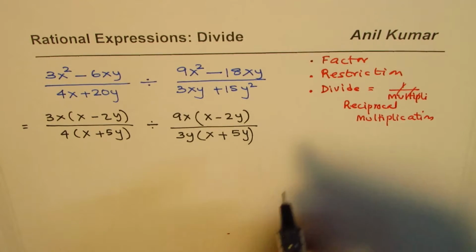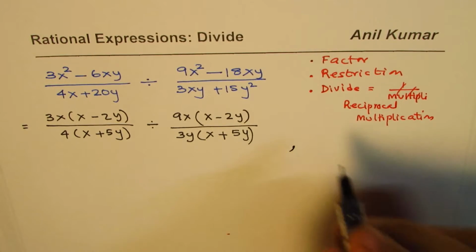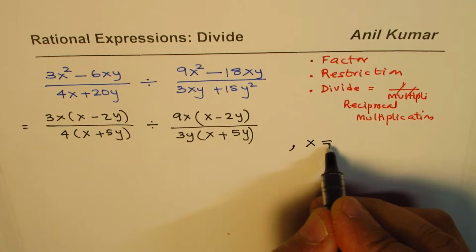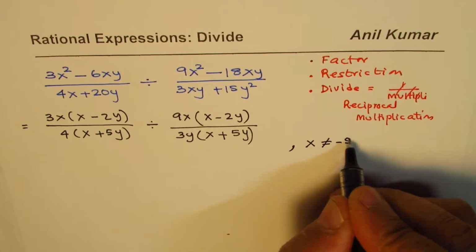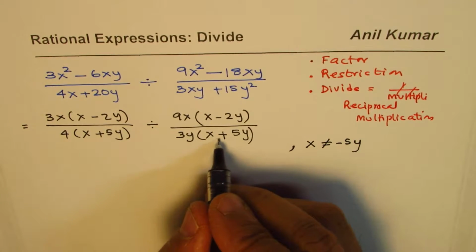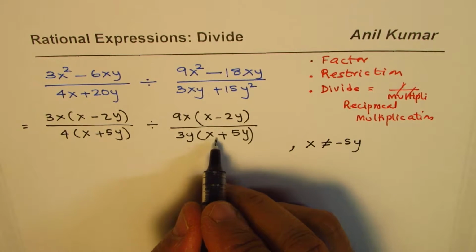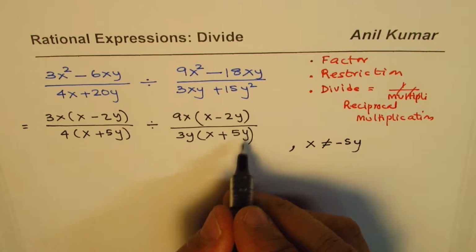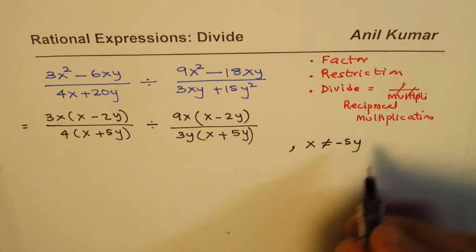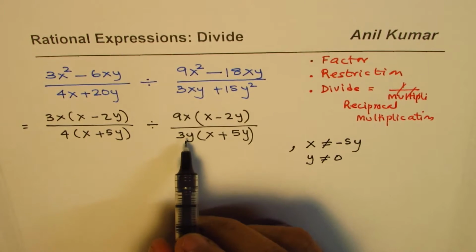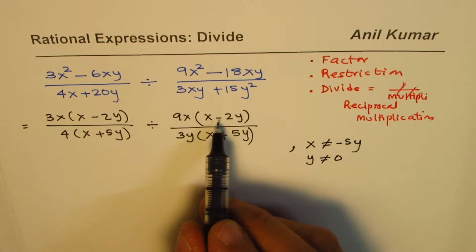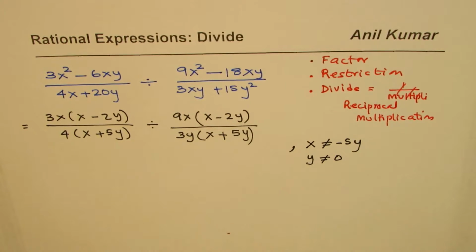Now at this stage, you can write restrictions. That is, x is not equal to minus 5y. So that is the first restriction you get from here. Here, you get the same restriction: x is not equal to minus 5y. And you also get one restriction that y is not equal to 0. Correct. Soon we will see that we need to add some more restrictions, and let me show you why.